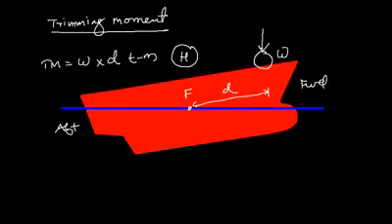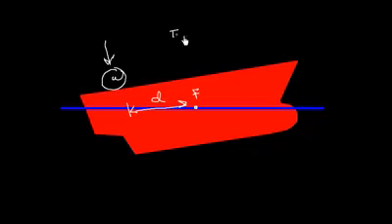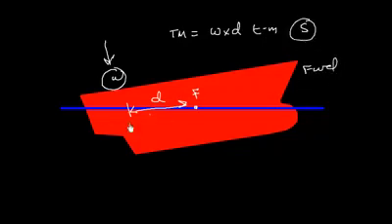Similarly, let's have another example where I load this W ton here, and the distance of this W from the center of flotation is again D. So I will say my trimming moment is W into D ton meter by stern. Why? Because this is my forward and this is my aft. So this time the trimming moment is towards astern.